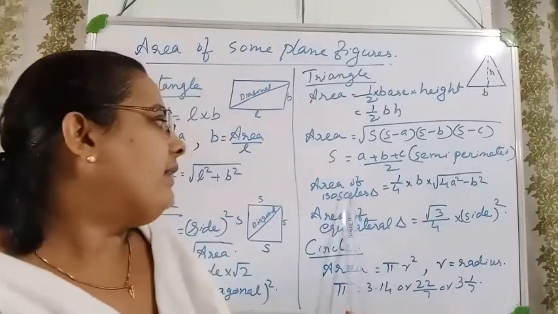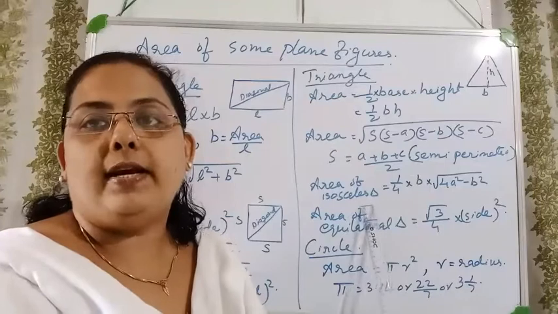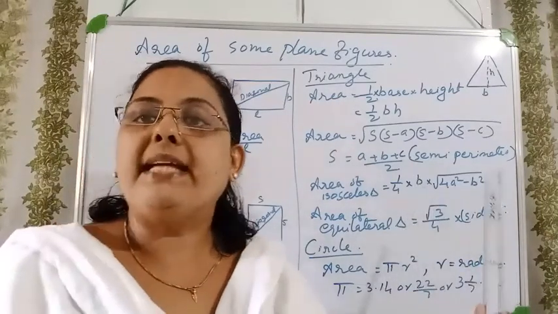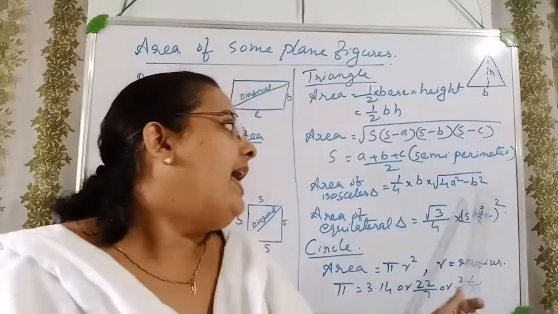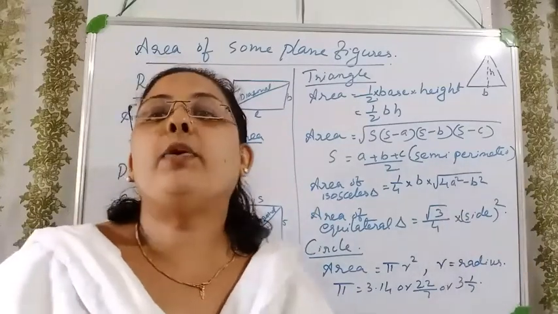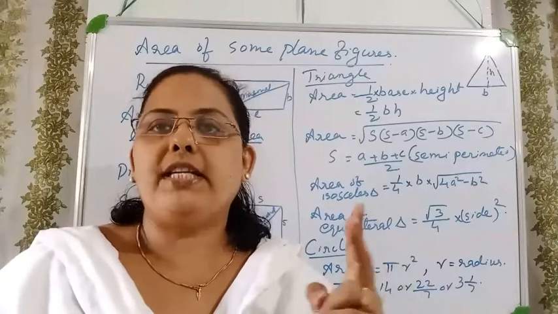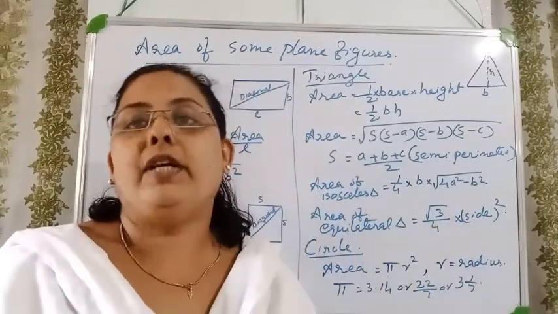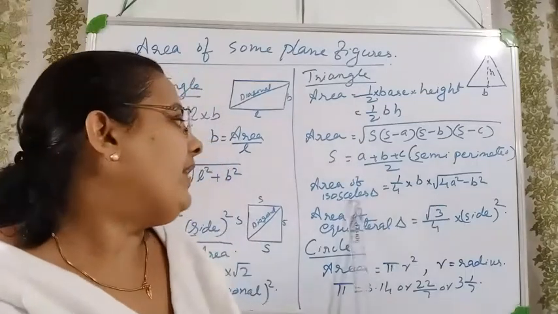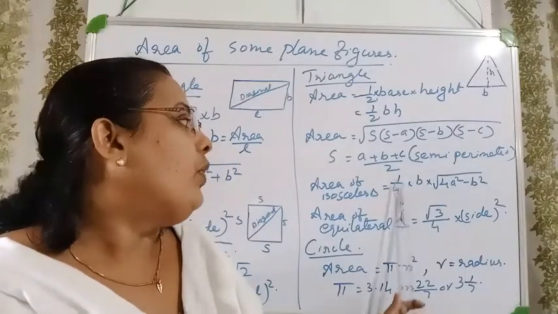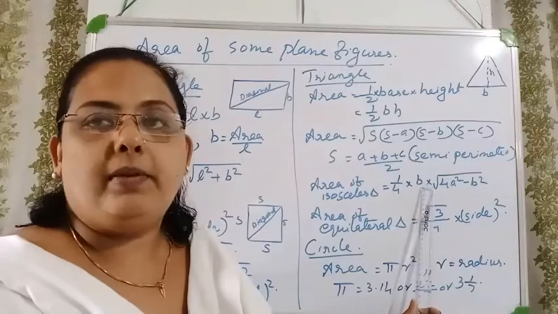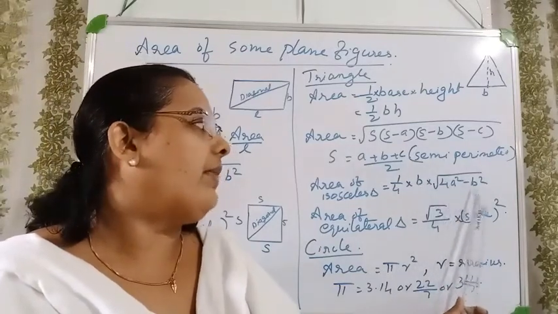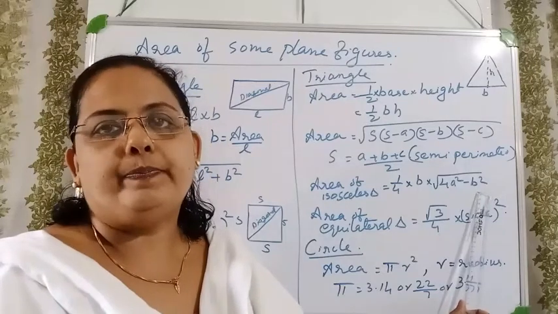Then comes isosceles triangle's area. Isosceles triangle, if B is the base length of the isosceles triangle and A is the equal sides. We know that two sides will be equal for an isosceles triangle. If A is the length of the equal side, then area of the isosceles triangle is equal to 1 by 4 multiplied by B multiplied by square root of 4A square minus B square.